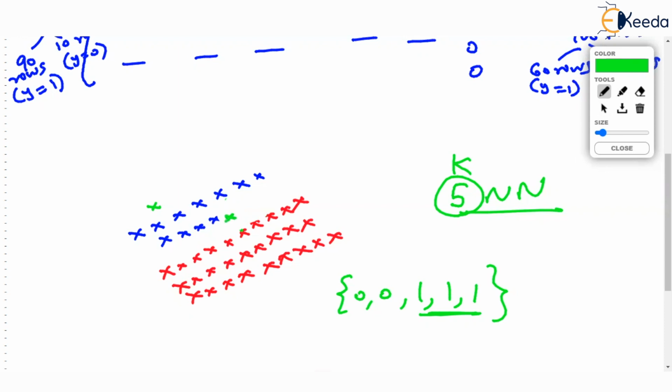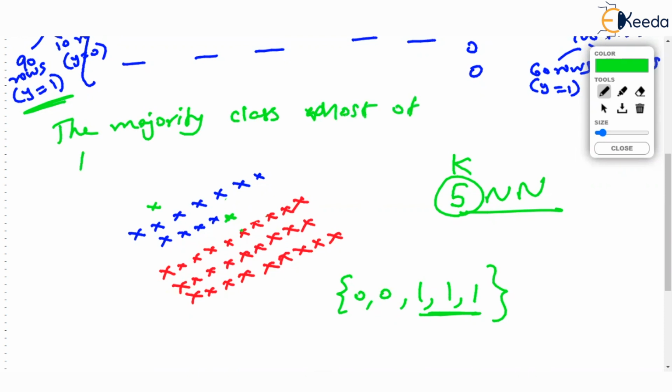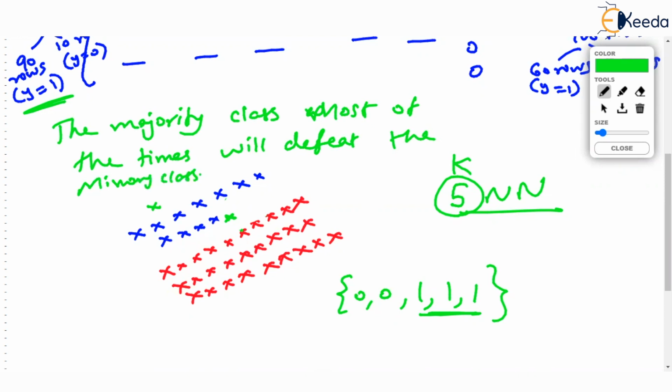But what do you say on looking at this point? This looks very close to these blue points, right? Yeah, really, this is very close to blue points compared to red points. But red points were so many in number that they defeated. That means the majority class. Who is the majority class here? 1 class. They occur in majority. Majority class always, or most of the times, will defeat the minority class. And we will do wrong classification.